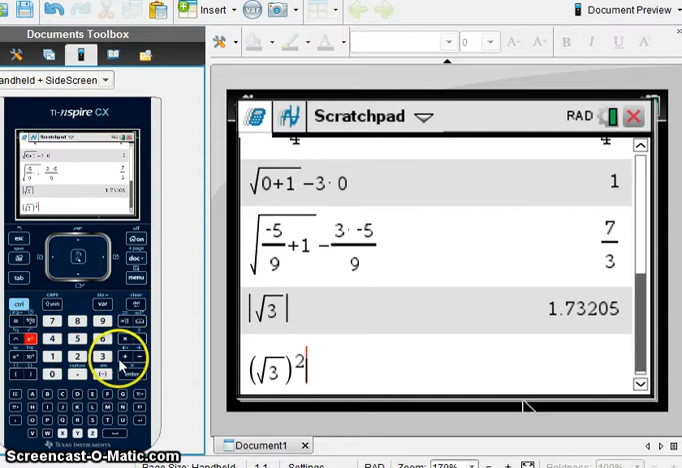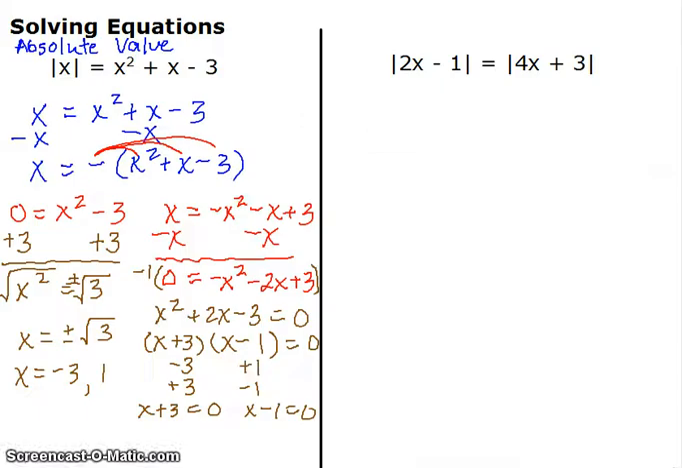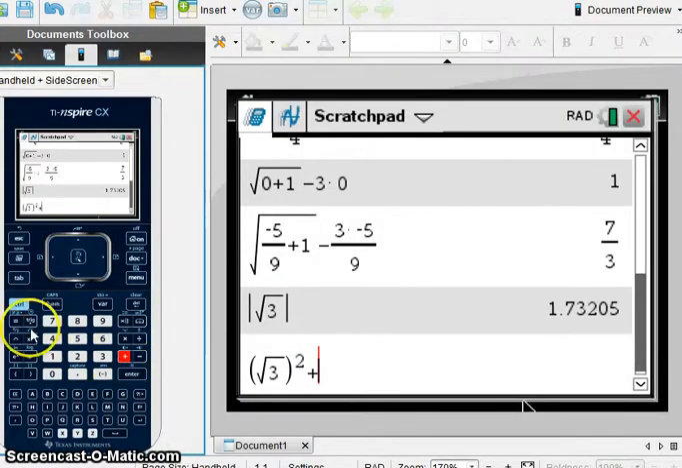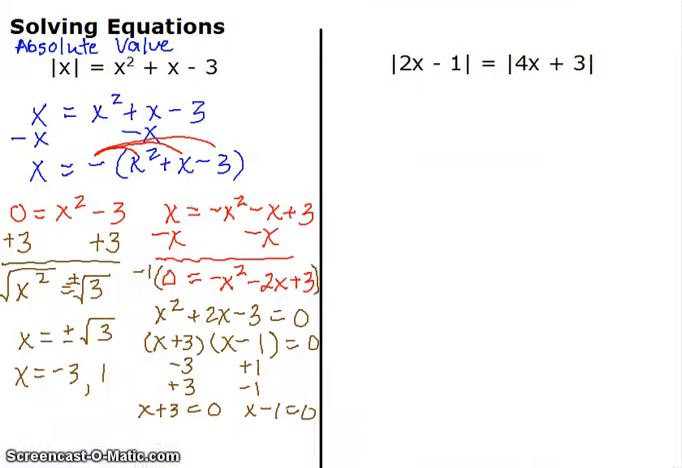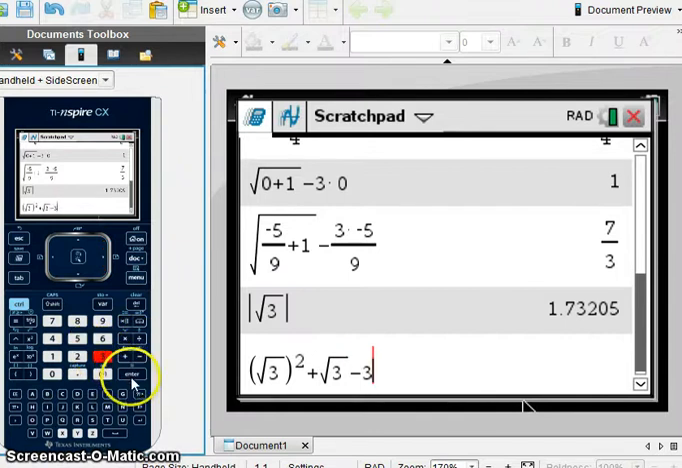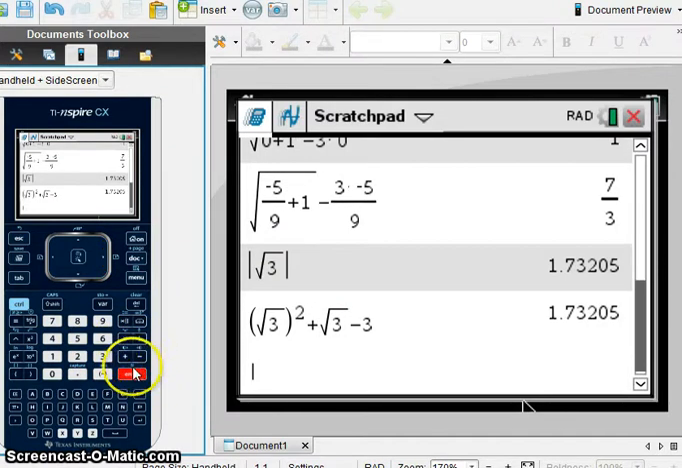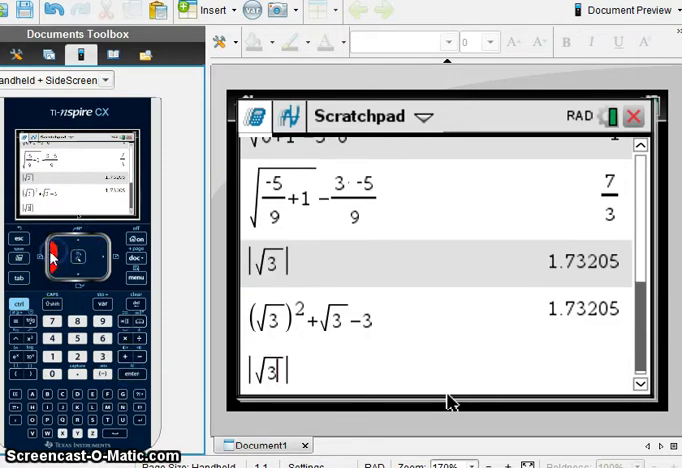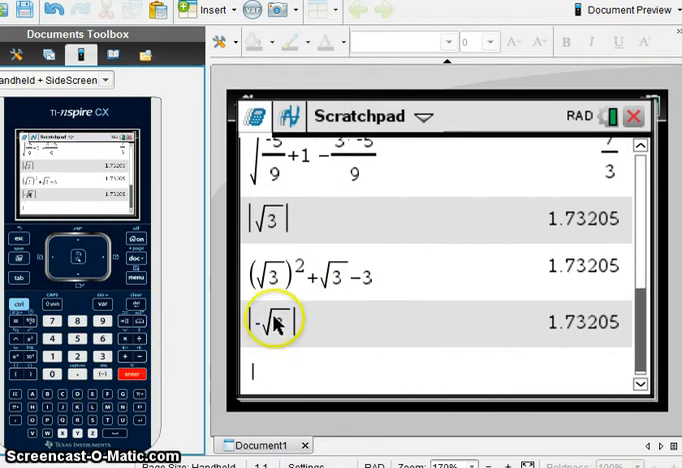squared plus the square root of 3 minus 3. Those equal the same thing, so that's good to see. Now let's see if that works for the negative square root of 3. If I enter this down, I just need to put a negative in front of it. And as expected, that equals the exact same thing as the positive, because the absolute value cancels out the negative, basically.